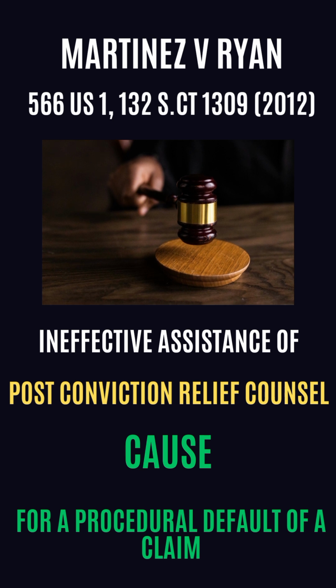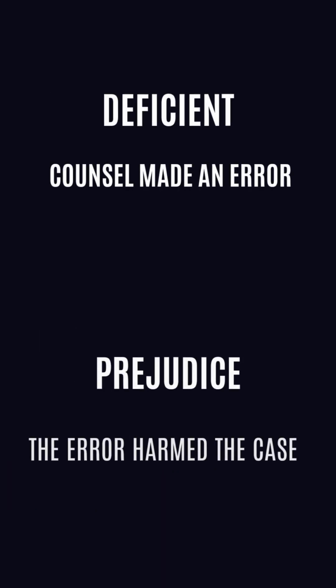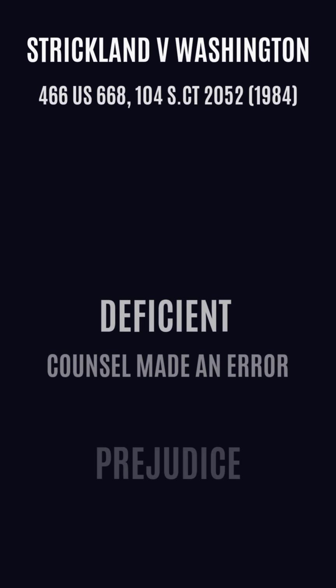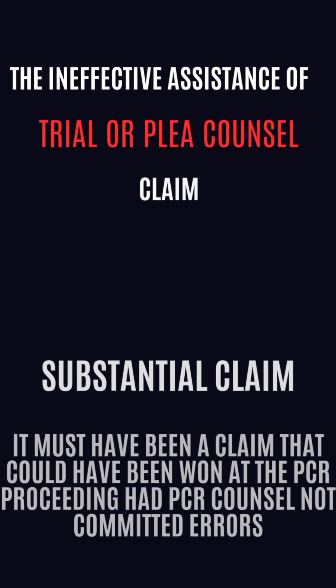The Martinez vs. Ryan court held that a claim of ineffective assistance of post-conviction relief counsel could serve as cause for a procedural default of a claim of ineffective assistance of trial counsel. To establish that PCR counsel provided ineffective assistance of counsel, the petitioner must show that PCR counsel was deficient and that that deficiency actually prejudiced the petitioner. This must be shown by applying the Strickland v. Washington deficiency and prejudice prongs to PCR counsel. The underlying ineffective assistance of trial or plea counsel must be a substantial claim, meaning the claim must have merit.